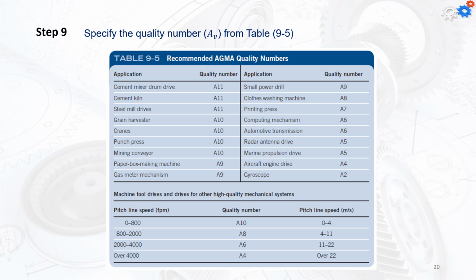As we learned earlier for the spur gears and the helical gears, the same thing is done in step number 9 for the bevel gears. You need to specify the quality number, and this can be done from table 9.5. Depending on the application, we can choose the quality number. It can be 11, for example, for the cement mixer drum drive, or it can be A2 for the gyroscope. Based on that, we can select the required value, and then we move to the next step.